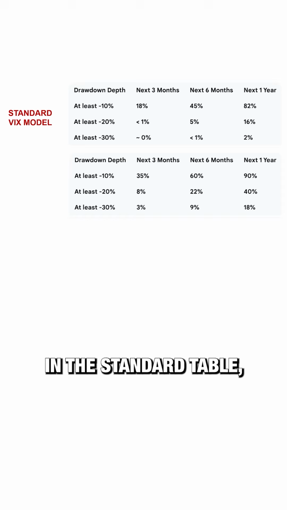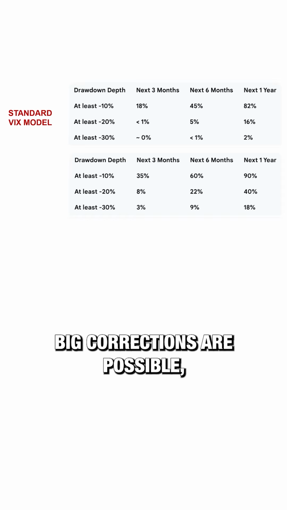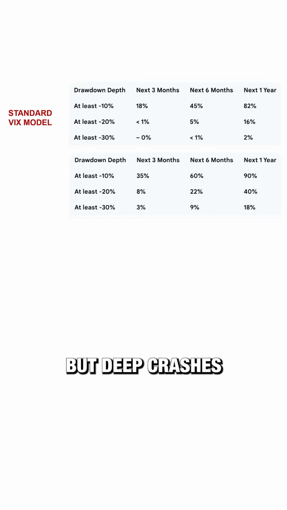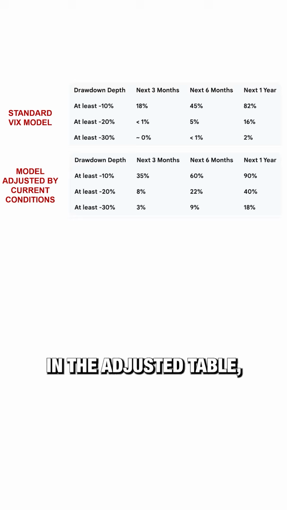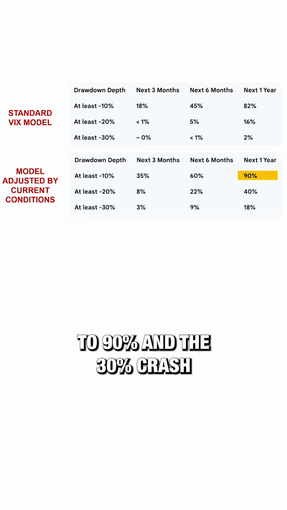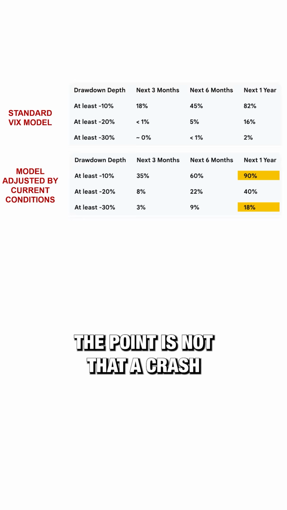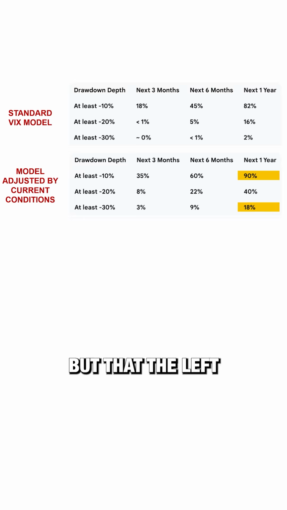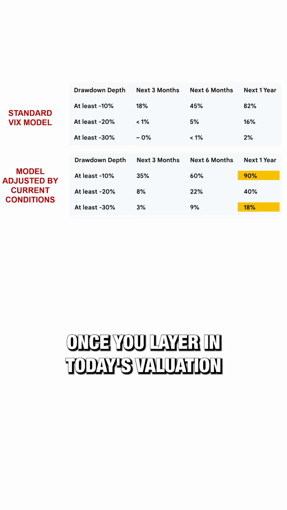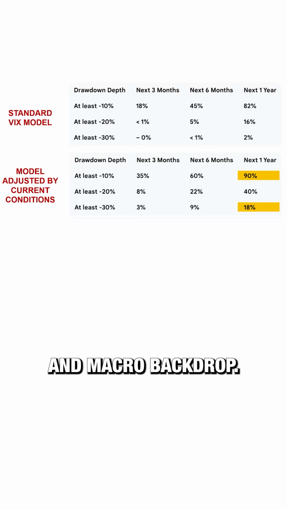In the standard table, the market looks fairly well behaved. Big corrections are possible, but deep crashes look like long shots. In the adjusted table, everything shifts up. A 10% pullback rises to 90%, and the 30% crash jumps to 18%. The point is not that a crash becomes the base case, but that the left tail gets heavier once you layer in today's valuation and macro backdrop.